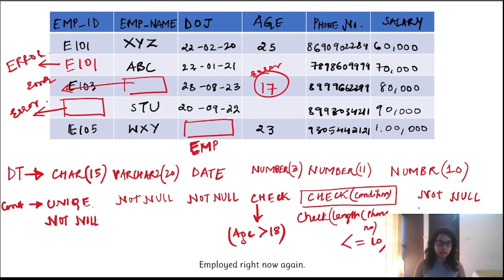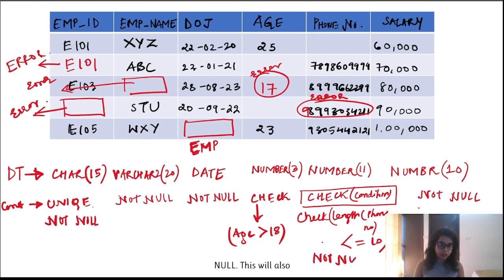Now again, suppose I added a number whose length is more than 10. This particular record will throw me an error and it won't allow me. Now suppose I remove a phone number, so a record doesn't have a phone number. This won't throw me an error, right? Why? Because I haven't mentioned a check constraint, I haven't mentioned a not null constraint. Suppose I mentioned a not null constraint here, this will also give me an error.